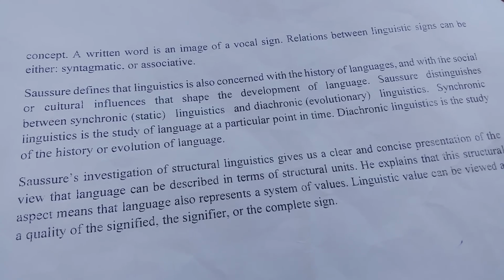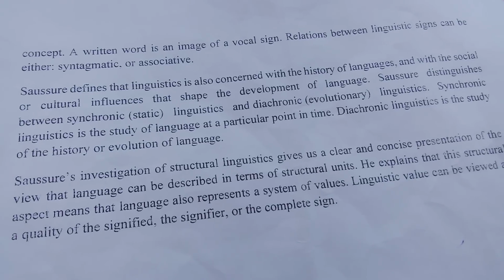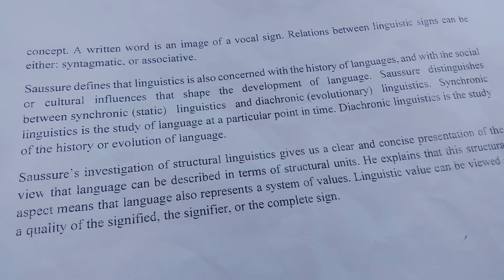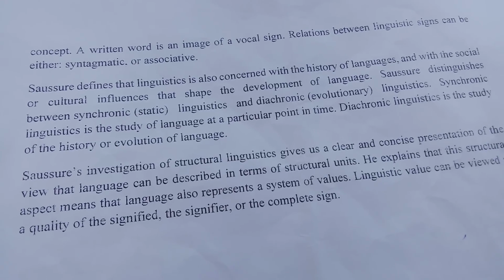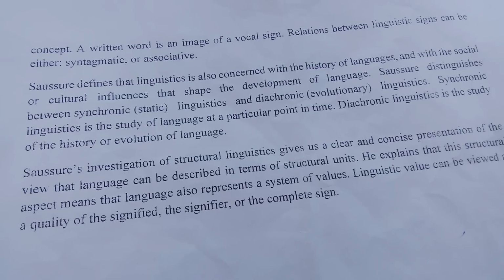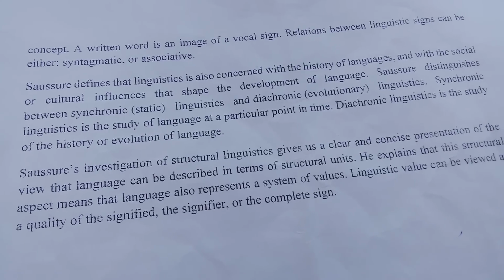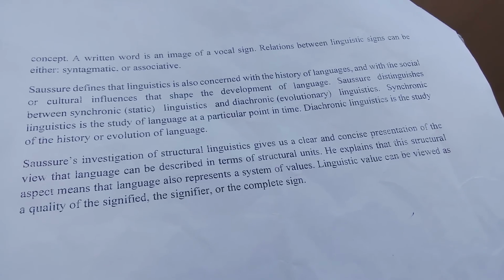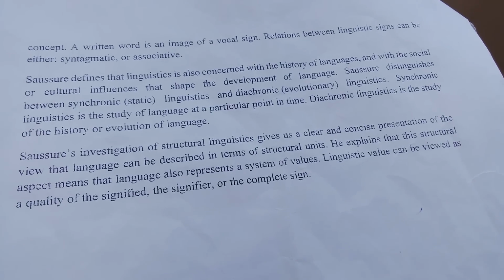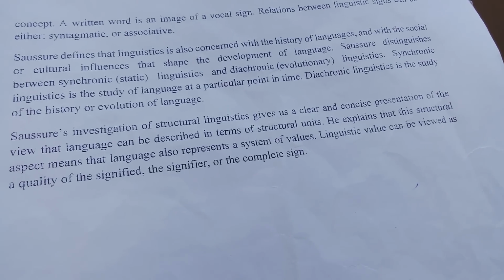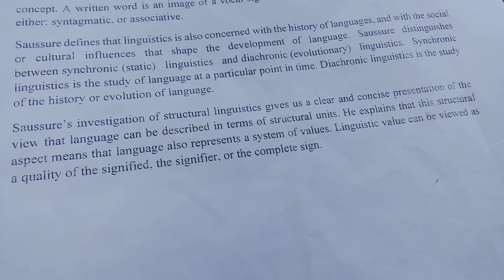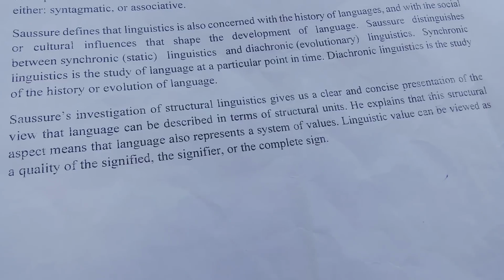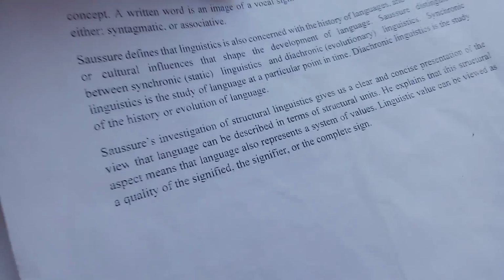Saussure distinguished between synchronic, static linguistics, and diachronic, evolutionary linguistics. Synchronic linguistics is the study of language at a particular point in time, whereas diachronic linguistics is the study of the history or evolution of language. Saussure's investigation of structural linguistics gives us a clear and concise presentation of the view that a language can be described in terms of structural units. He explained that this structural aspect means the language also represents a system of values. Linguistic value can be viewed as a quality of the signified, signifier, or a complete sign.